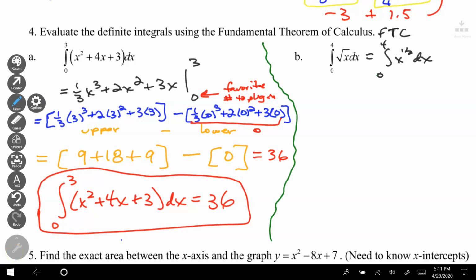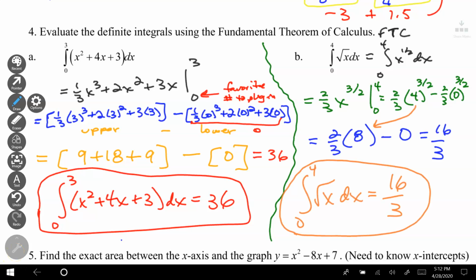So let me take this antiderivative of x to the 1/2. Well, it's going to be x to the 3/2. And let's see, the reciprocal of that is going to be 2/3 x to the 3/2. And my upper and lower are 4 and 0. So I get 2/3 of 4 to the 3/2 minus 2/3 of 0 to the 3/2. Love plugging in that 0.